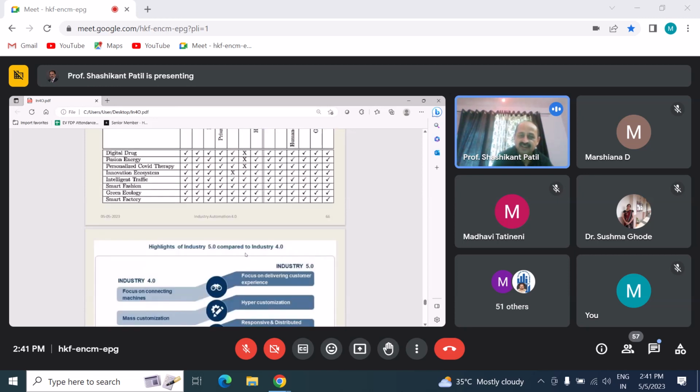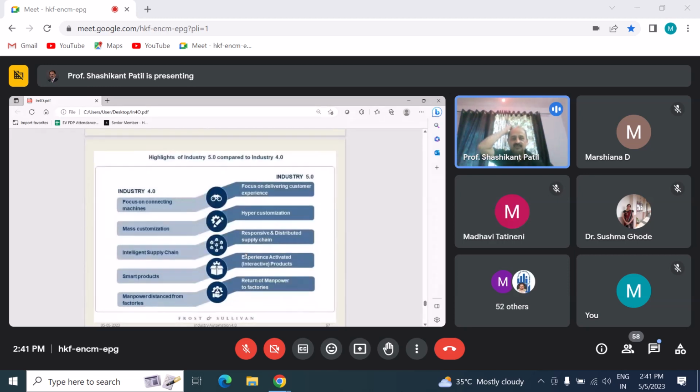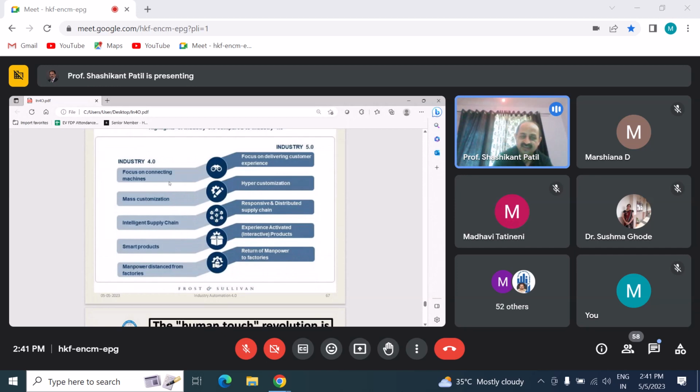Then we come to the highlights of Industry 5.0 as compared to Industry 4.0. Industry 4.0 focuses on connecting machines. It focuses on delivering customer experience. It is more on the customer or personalized aspect. It focuses on mass customization, whereas here hyper customization will be there. It is an intelligent supply chain. It is a responsive and distributed supply chain.